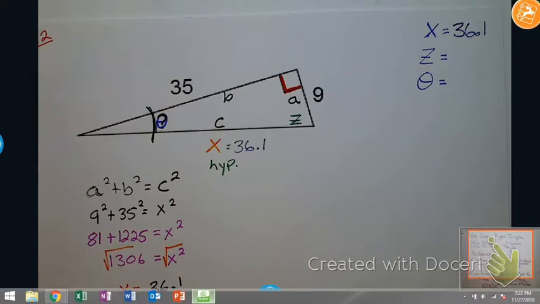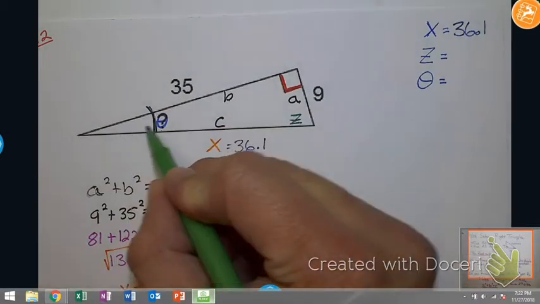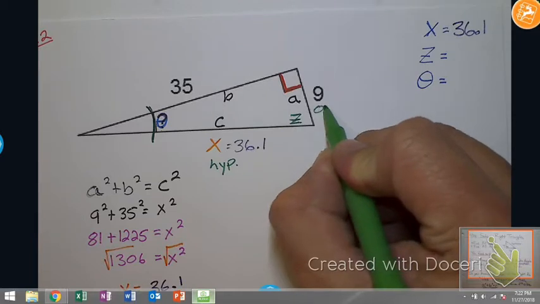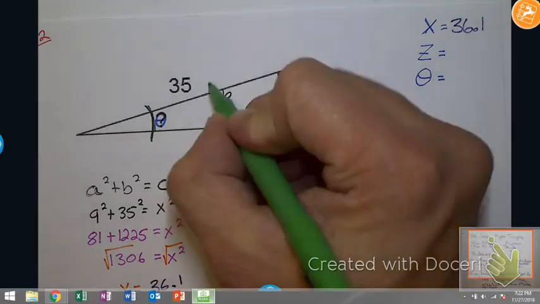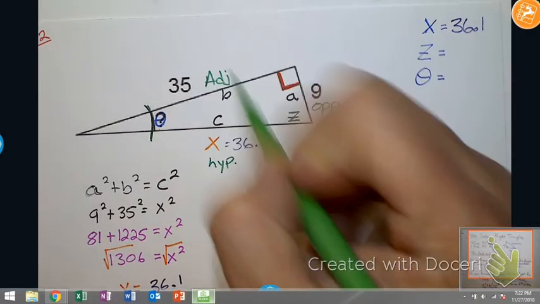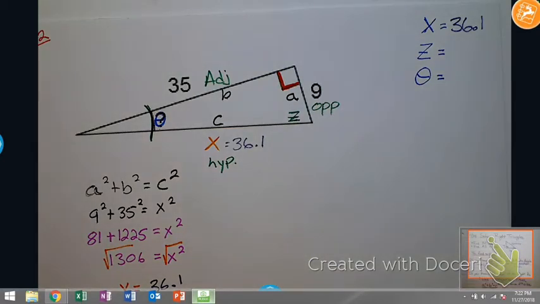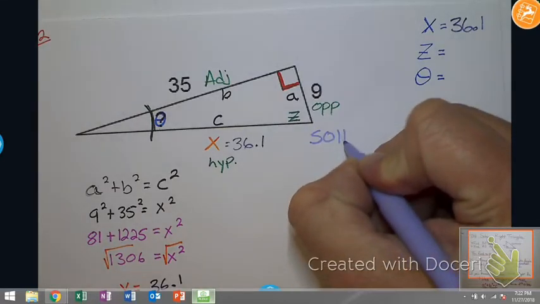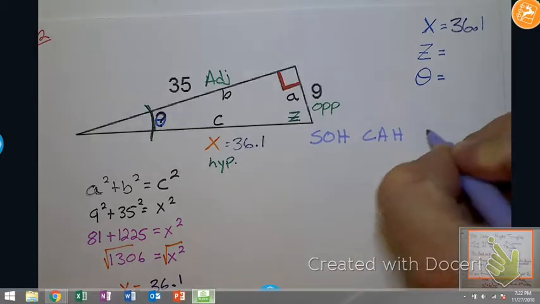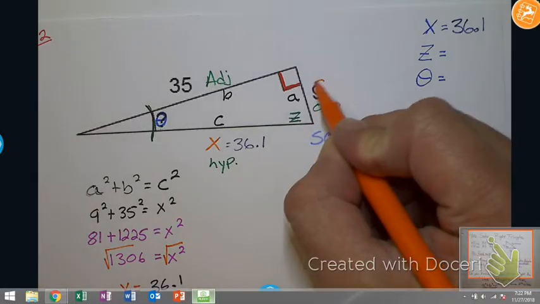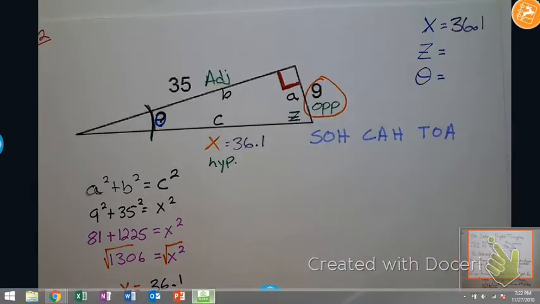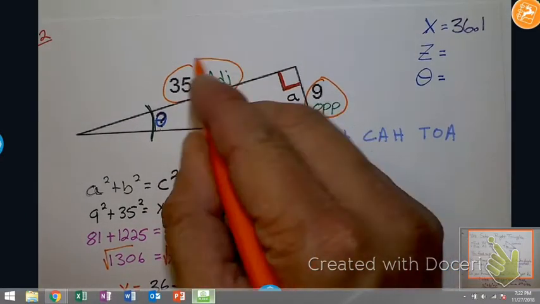Now that we have ID'd the angle, I can use it to go all the way across my triangle to find the opposite side, which is going to be 9. We've already labeled x as the hypotenuse. That means 35 is the adjacent side. When we come to set up SOHCAHTOA, so we can pick which trig function to use, we can use any two sides that we want, since we now know all three. I'm going to pick to use the opposite side 9 because it was given to me. The adjacent side 35 because it was given to me.